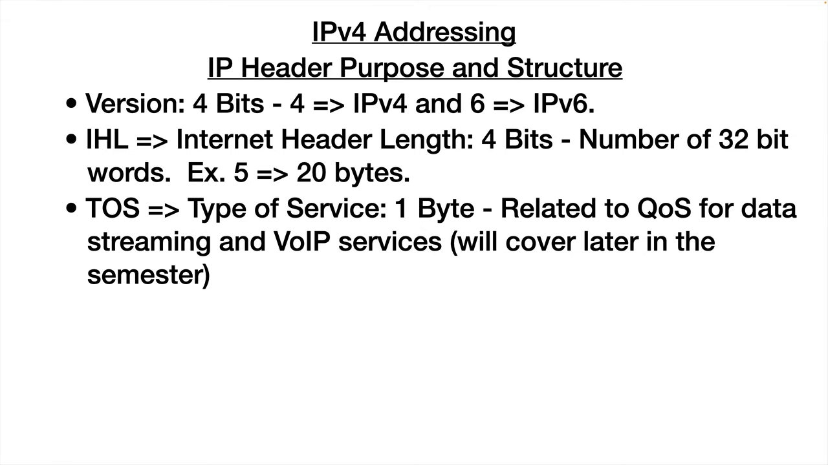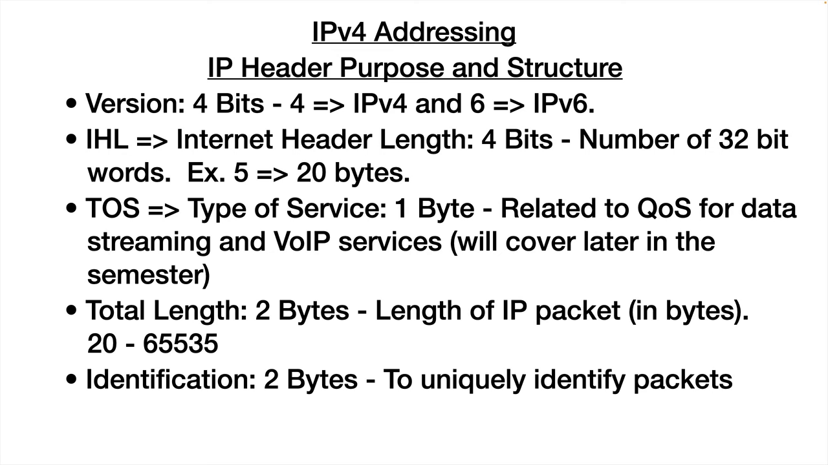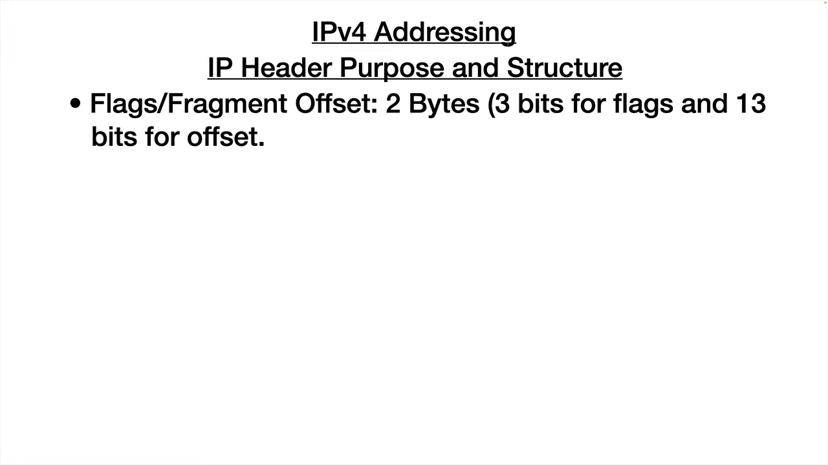The type of service is related to quality of service, primarily for voice over IP and data streaming. We'll cover this much later in the semester. The total length can be between 20, which is just the header, and the maximum, which is 65,532 bytes. And then we have an identification which uniquely identifies the IP packets within a conversation.